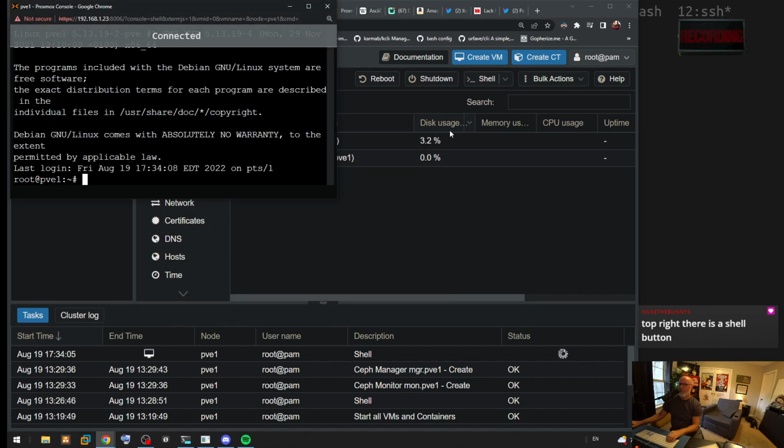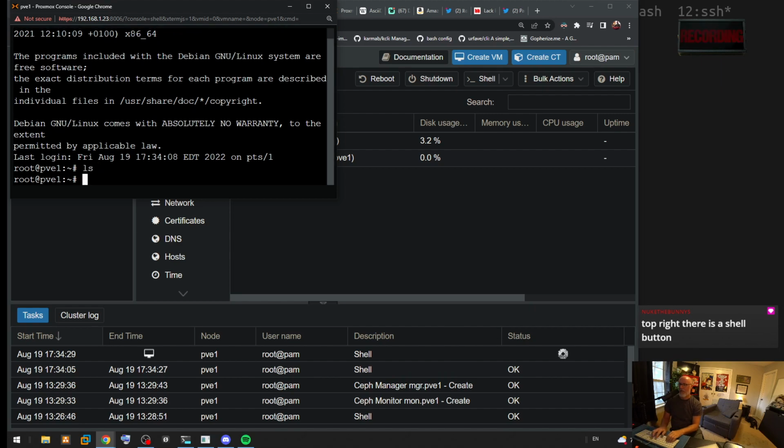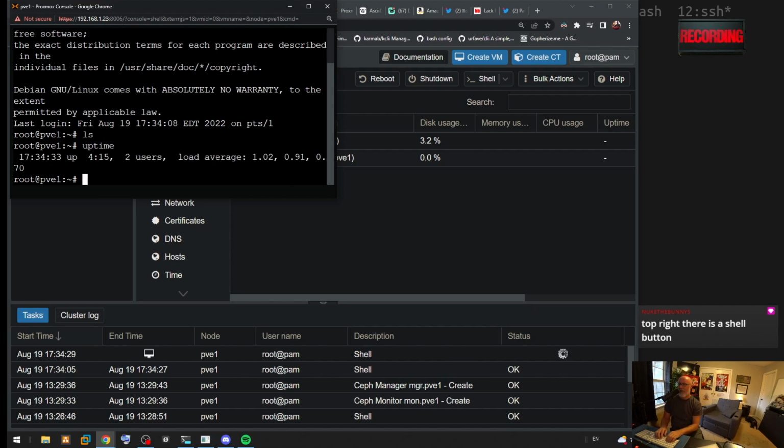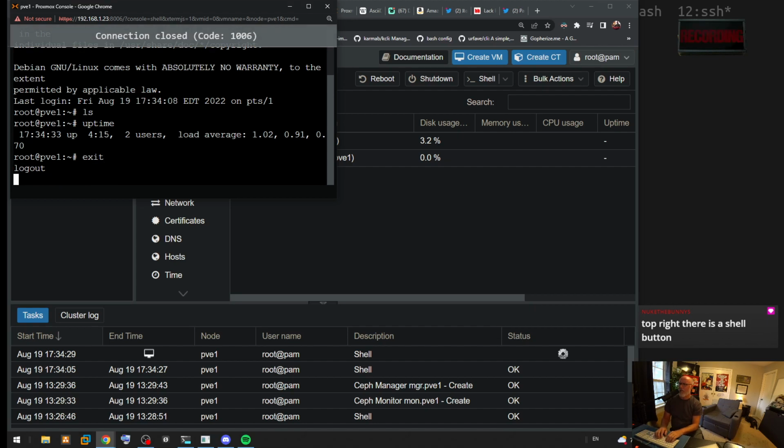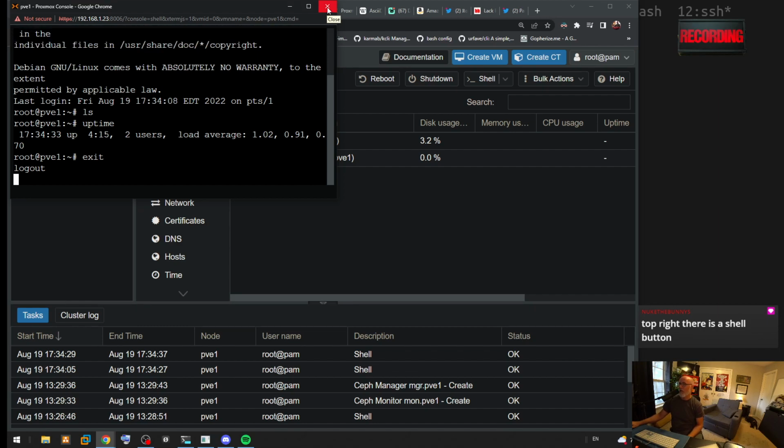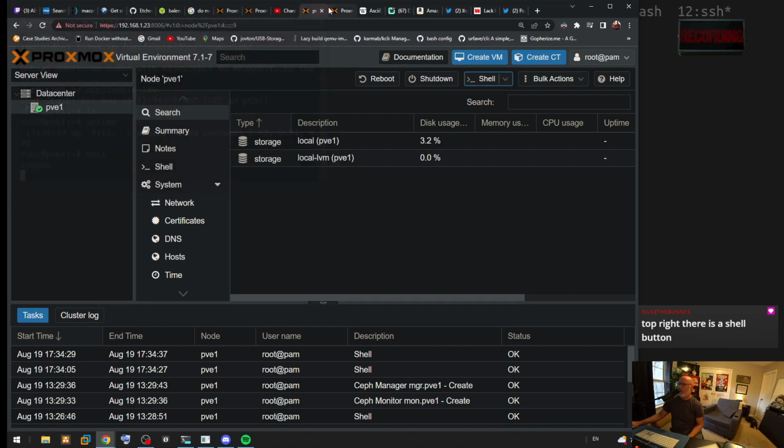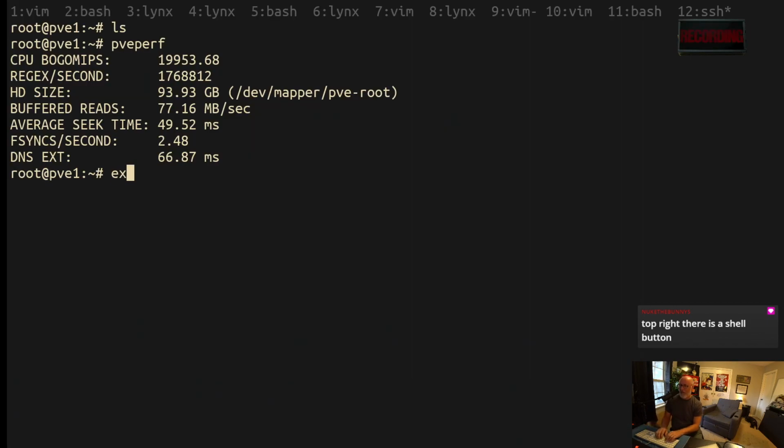Shell. ls, uptime. And I didn't have to log in. I could just type. I didn't have to type anything. But if I wanted to, I could use SSH. That means I could actually turn down SSH access if I wished. Probably. I'm guessing. I don't know. That's remarkable. Okay, so yeah, this is some good times. I'm going to exit that.